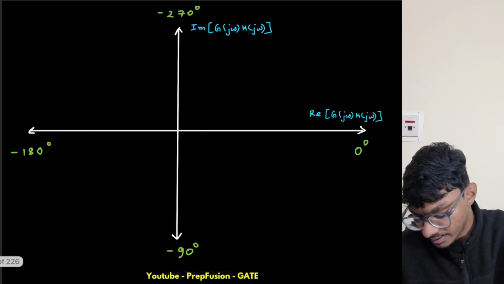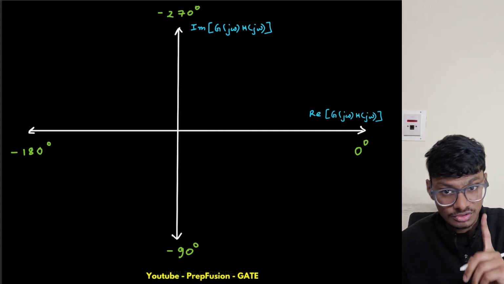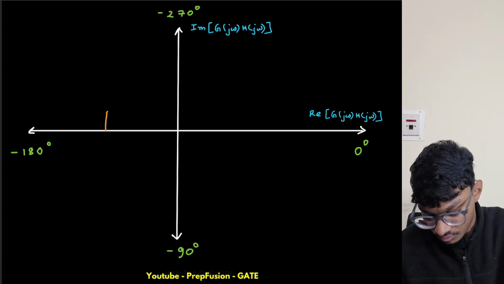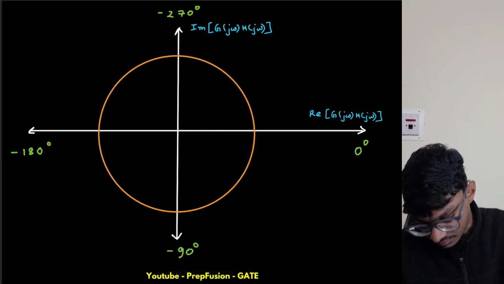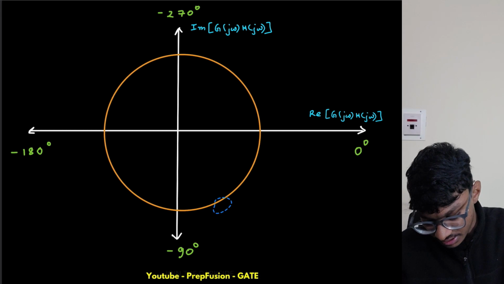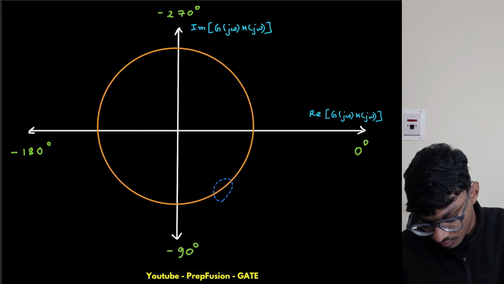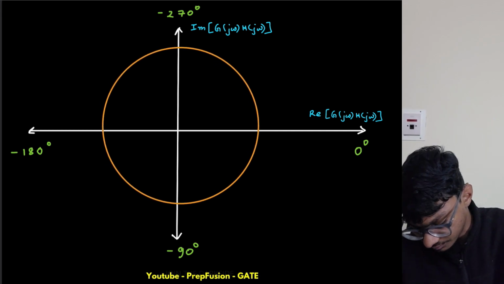So how will my polar plot look? Magnitude is constant, so it will look something like this. It will look like a circle, because in a circle the radius is always constant and it is always rotating.